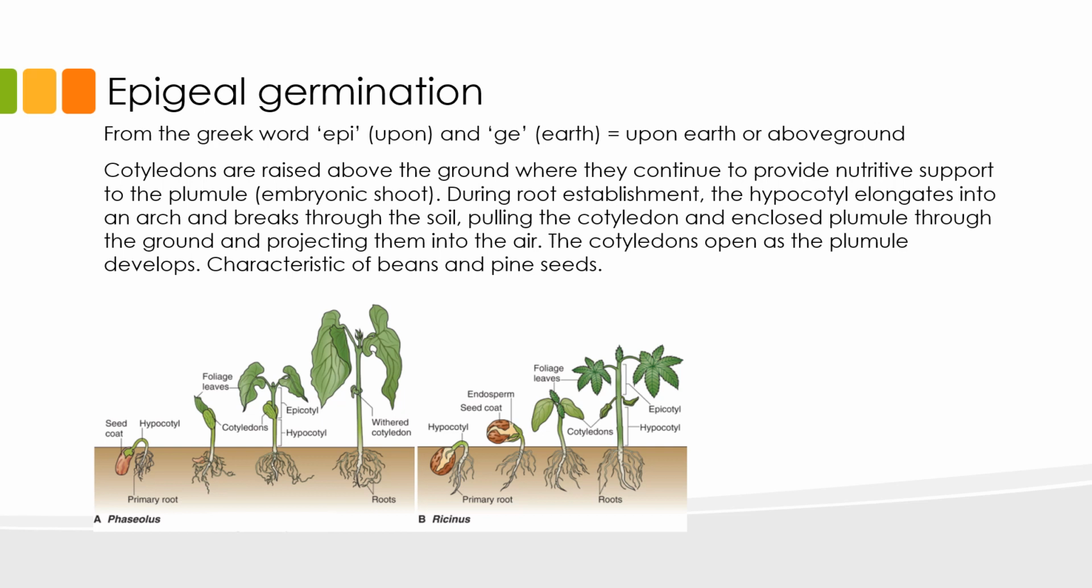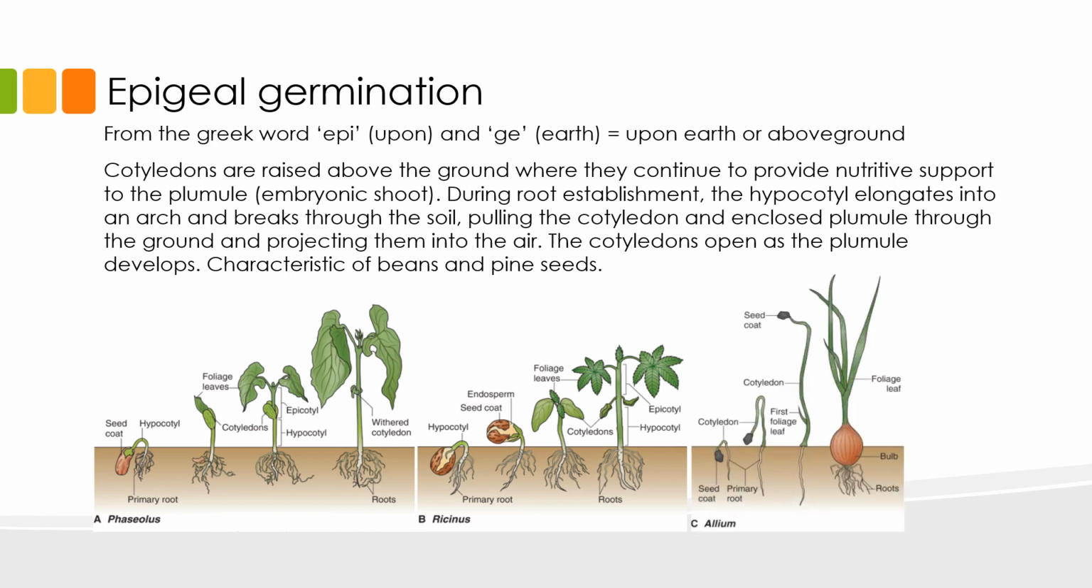We have in this slide as an example illustrations of epigeal germination in red beans and castor beans and also in onion. Panel A illustrates epigeal germination in beans. We have in the first drawing a bean seed that is still below the soil surface but is already establishing a root system, as you can see here. During this process, you can also see the hypocotyl, which is right here. It's already forming an arch and breaking through the soil.